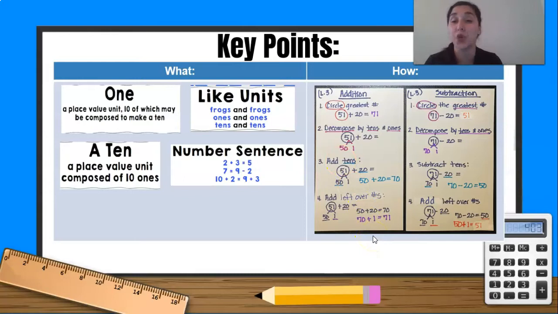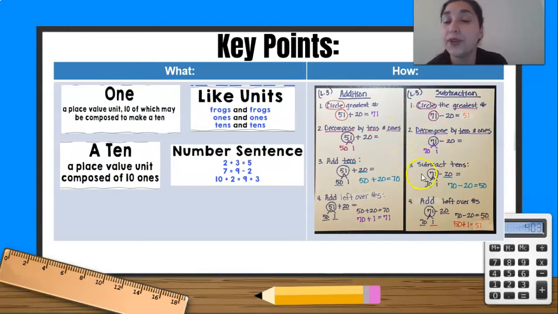Now let's talk about the subtraction steps. Now I'm going to work the problem 51 minus 20. The first step I do is I circle the greatest number. Remember, greatest is another word for biggest. In this case, the number is 51. Then step number 2 is that I decompose by tens and ones. Remember, decompose is another word for break apart. So I have to break apart the number 71 in tens and ones, which is a 70 and a 1.